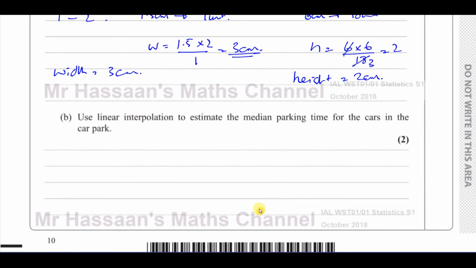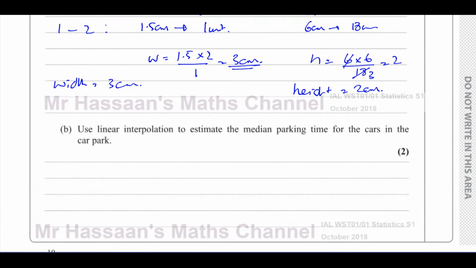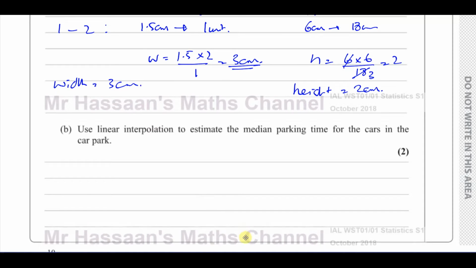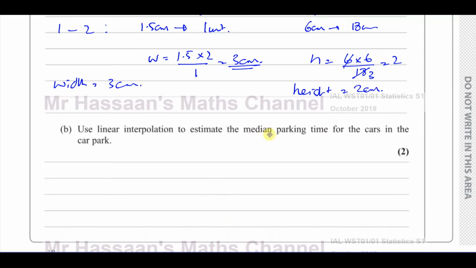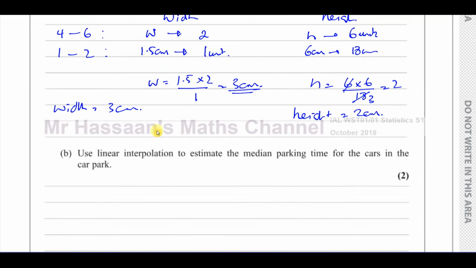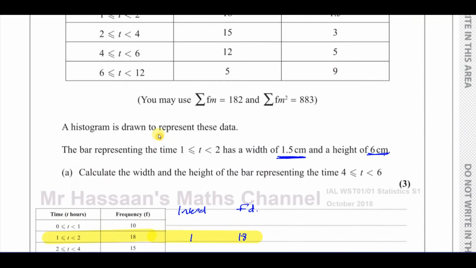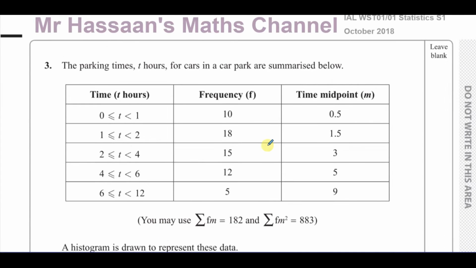Okay, so part B says use linear interpolation to estimate the median parking time for the cars in the car park. So you have to use linear interpolation. The first thing we need to do, when we're using linear interpolation, is go back to the table and see how to find the median, which is the middle entry when they're arranged in order of size. Now, they did not tell us how many cars there are in total in the data, right?